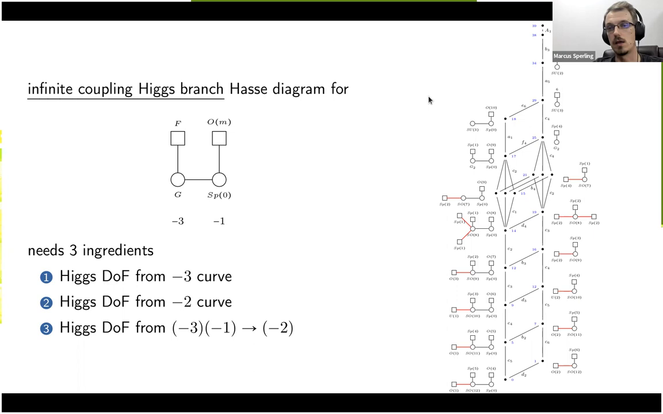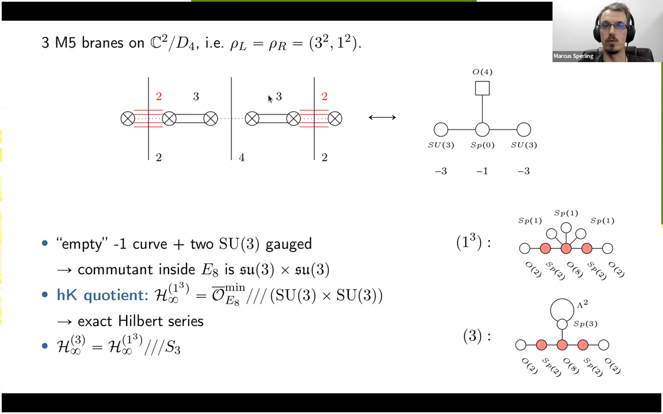The other generalization is that we take a larger theory, meaning we take more M5 branes and we take the same boundary conditions on both sides, such that we have the minus one curve, and now on the left and the right-hand side an SU3. From the intuitions that we have gained before, we know that once we shrink this minus one curve to zero, we have three different Higgs branch phases, which are again labeled by partitions. And then we can give a conjecture for what the corresponding Higgs branches are. And as we have seen before, the one where the NS5 branes are separated is very likely to be a hyperkähler quotient, but now it's a hyperkähler quotient of the minimal nilpotent orbit of E8 by SU3 times SU3. So the global symmetry is going to be SU3 times SU3.